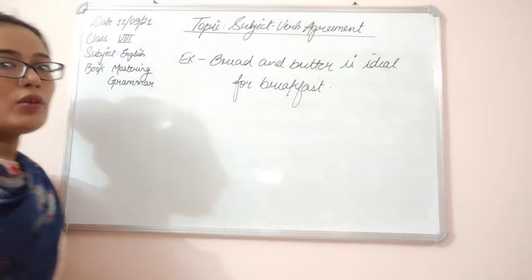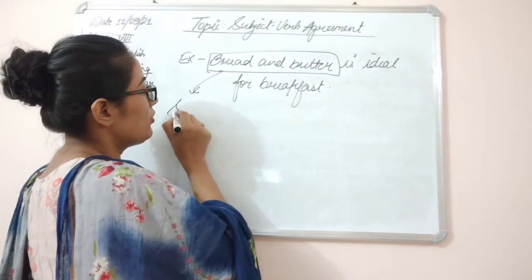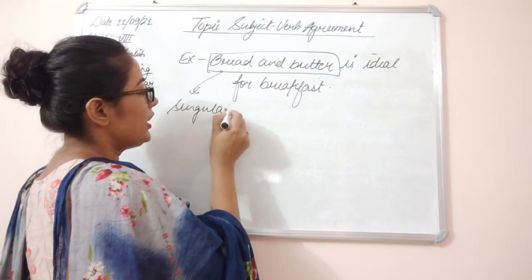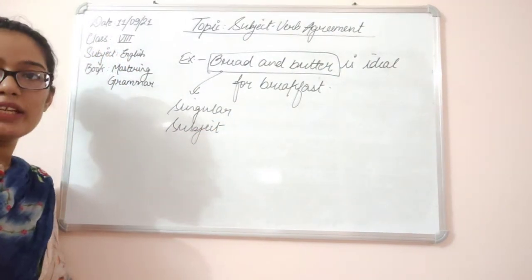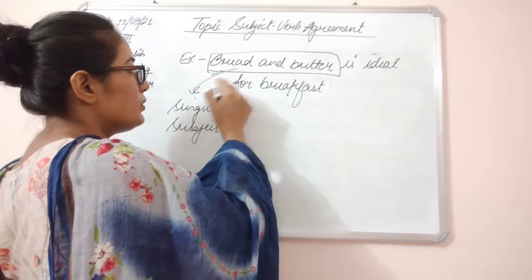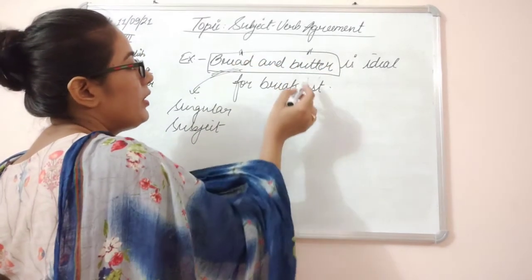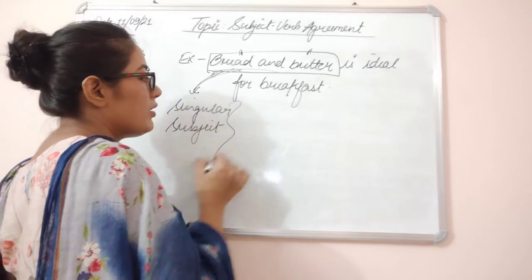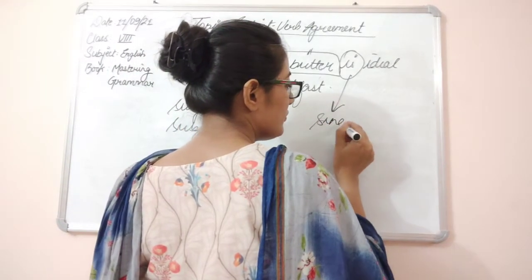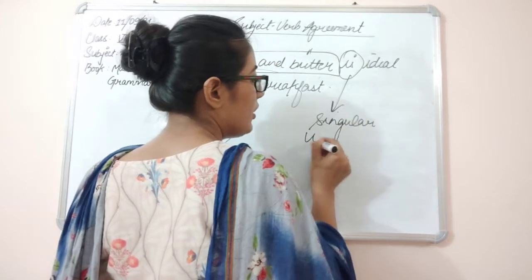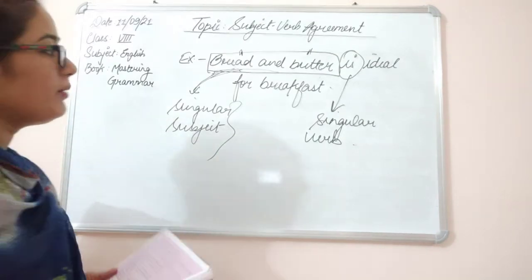So bread and butter, we are considering this as a singular subject. Because with bread we consider butter, so bread and butter becomes one thing. They are written in two forms, but they are being recognized as a singular subject. So their verb also becomes singular. Singular verb. Am I clear?